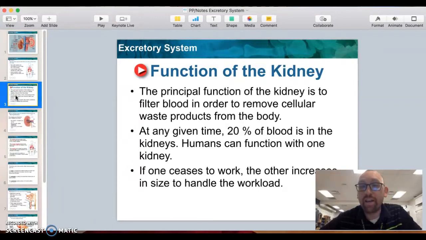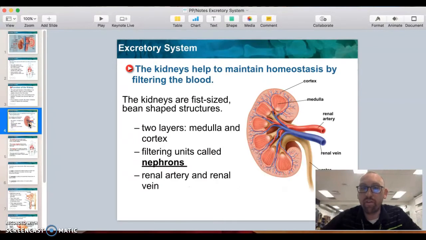It's kind of interesting because at any given time, about 20% of your blood is actually in your kidneys, like a fifth of your blood. You can function and live with only one kidney because if one stops working or you have one removed, the other one will actually increase its size to become slightly bigger and take on the extra workload so that you can live. Now, you do have to adjust your diet and have more regular doctor check-ins just to make sure. My brother-in-law actually only has one kidney, so there are some things you have to do, but you can live a healthy life with only one.